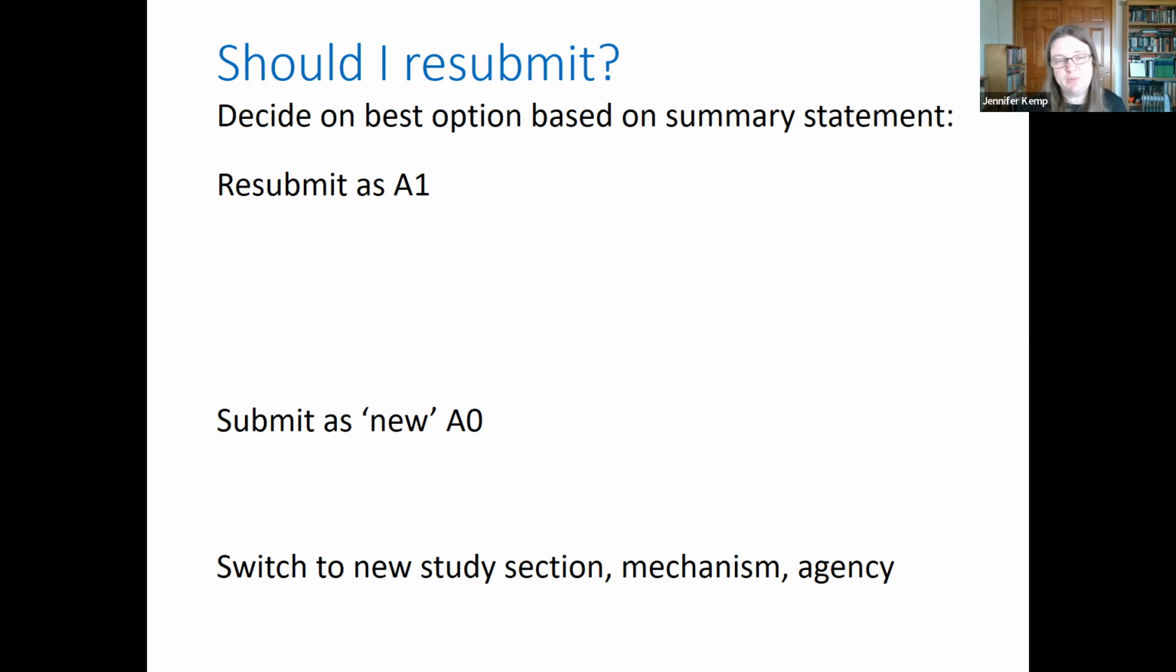The second option would be to submit it again as a new proposal. That would be an A0. So don't go back in with a resubmission, but send it in as a new grant. And then a third option would be to switch to a new study section or a new mechanism or even a new agency altogether, depending on what your review comments look like.